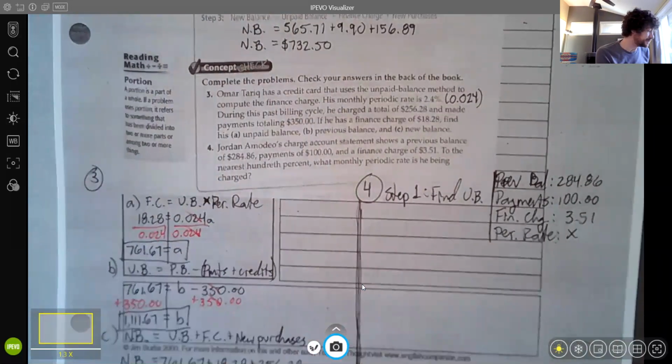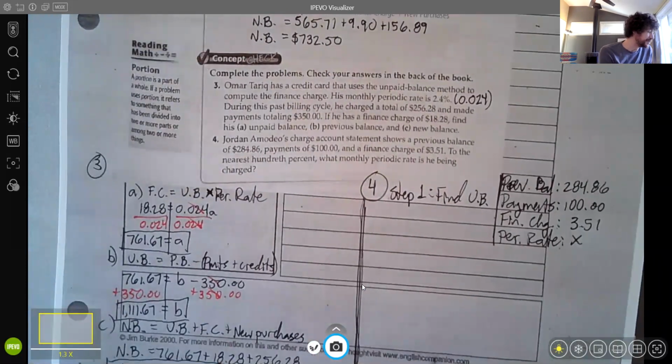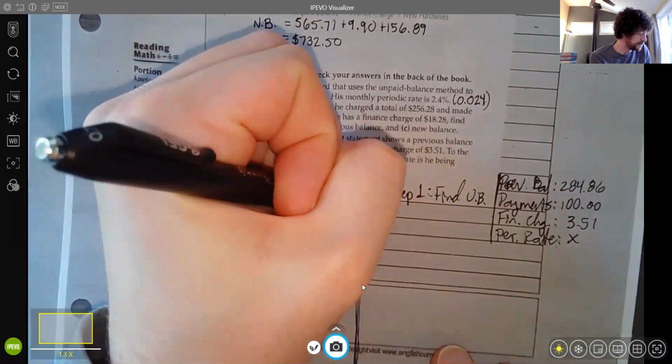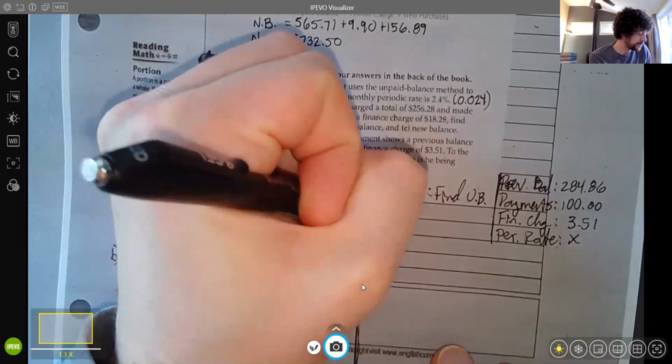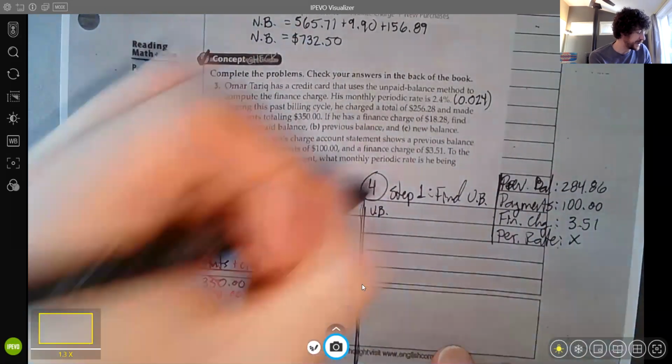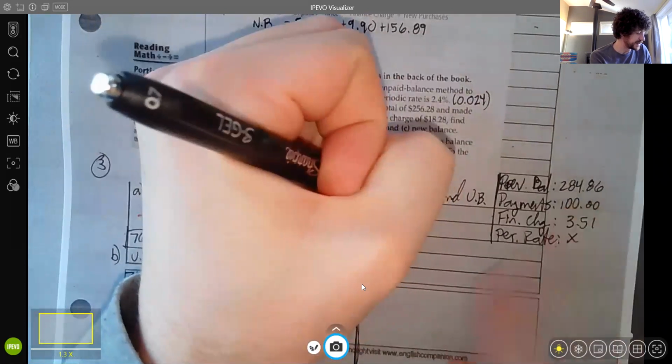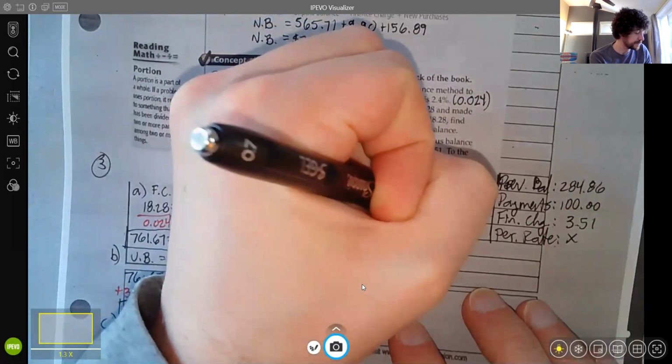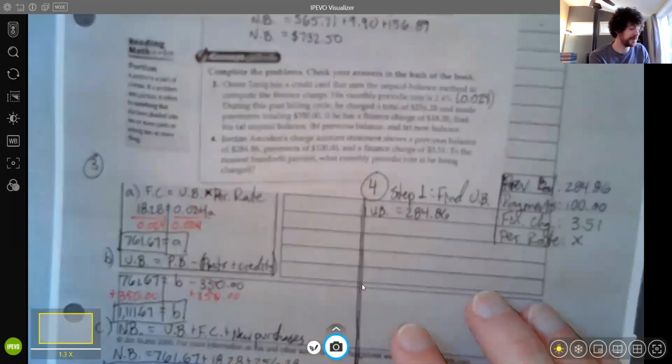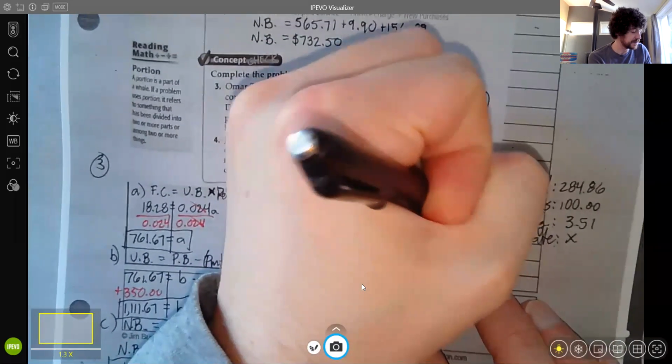So the unpaid balance is equal to the previous balance, which we know is 284.86, minus all the payments, which is $100.